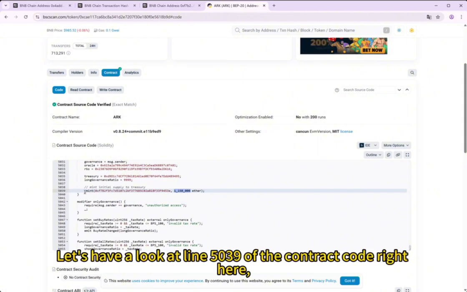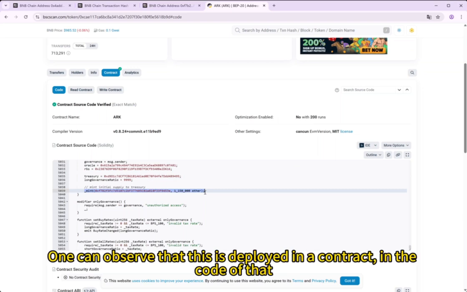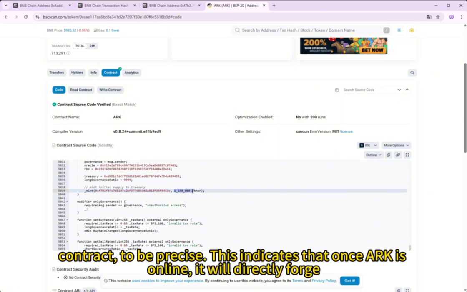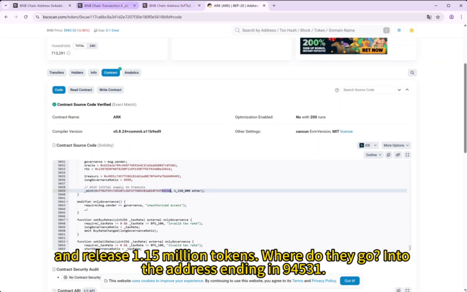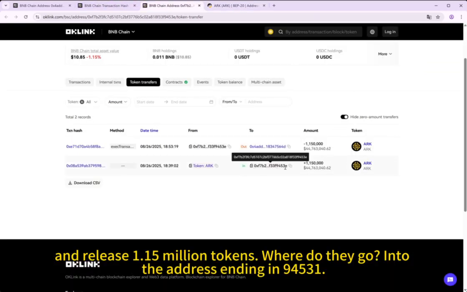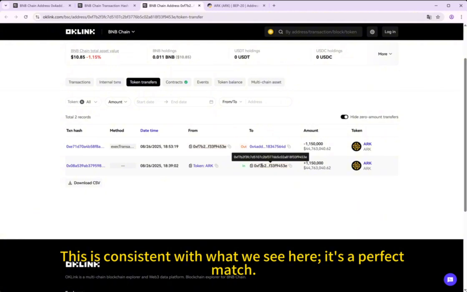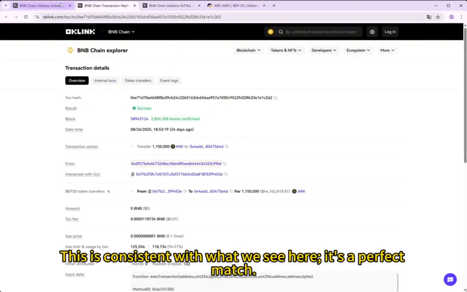Let's have a look at line 5039 of the contract code right here. One can observe that this is deployed in a contract, in the code of that contract, to be precise. This indicates that once ARK is online, it will directly forge and release 1.15 million tokens. Where do they go? Into the address ending in 94531. This is consistent with what we see here. It's a perfect match.